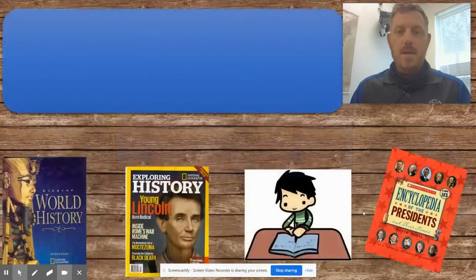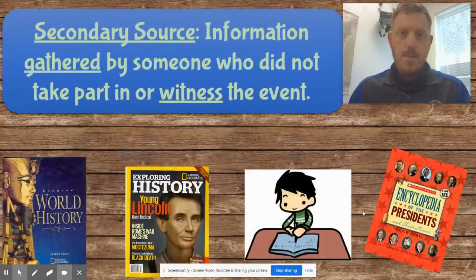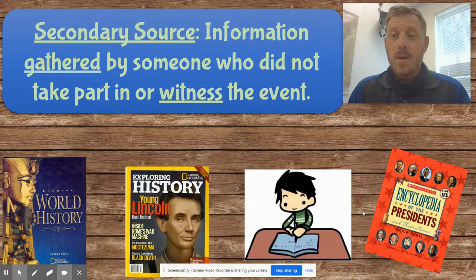Now that's different from secondary sources. That's information gathered by someone who did not take part or witness the event. For example, in world history, we're going to be talking about civilizations that existed hundreds and thousands of years ago. Well, people that lived in ancient Egypt or ancient Mesopotamia, they're not alive anymore. So we can't use them as primary sources. We can only use the things they left behind to then write or produce information about them.